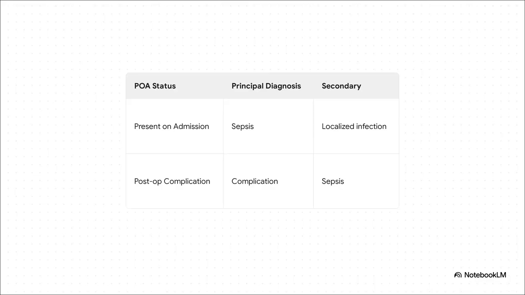And if sepsis actually is confirmed by the physician, sequencing is strictly governed by whether it was present on admission or arose as a postoperative complication. If it's present on admission, sepsis is your principal diagnosis. But if the sepsis developed from a postoperative complication, say an infected C-section wound, the complication code goes first, followed by sepsis as a secondary diagnosis. Mastering these sequencing guidelines is exactly what separates good coders from truly great ones.